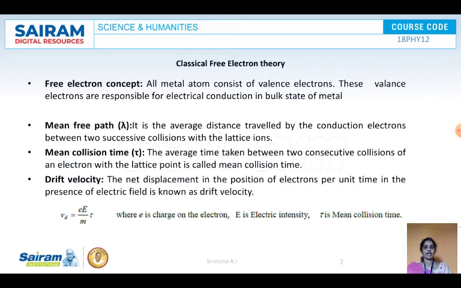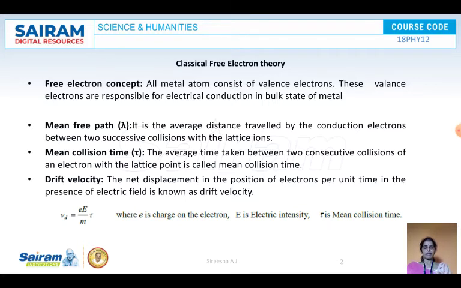Now before we start, we need to go through a few definitions. Mean free path, denoted by lambda. It is the average distance travelled by the conduction electrons between two successive collisions with the lattice ions, which says that in the presence of an electric field, the electrons move and collide with the lattice ions. That leads to the collision.